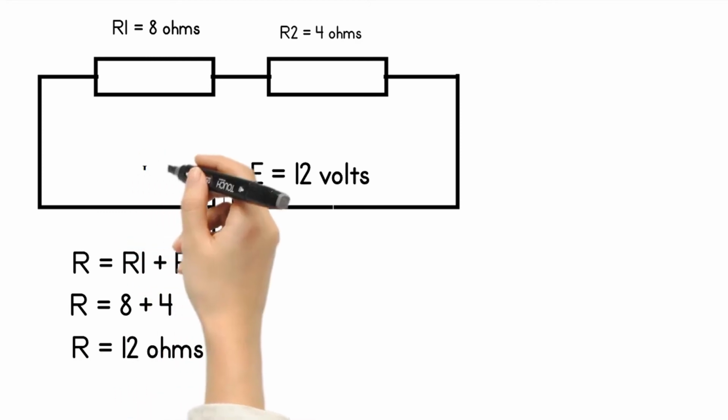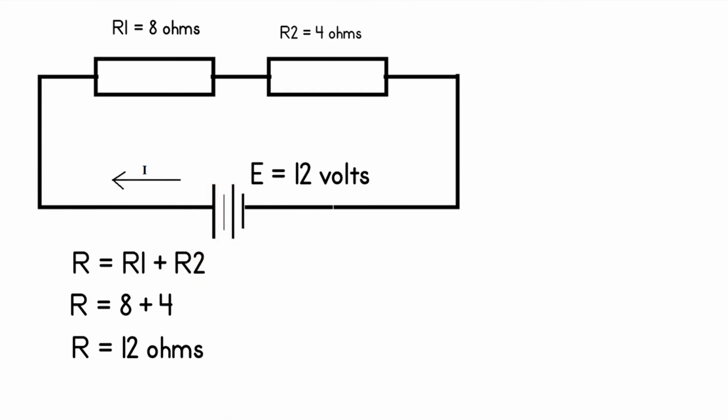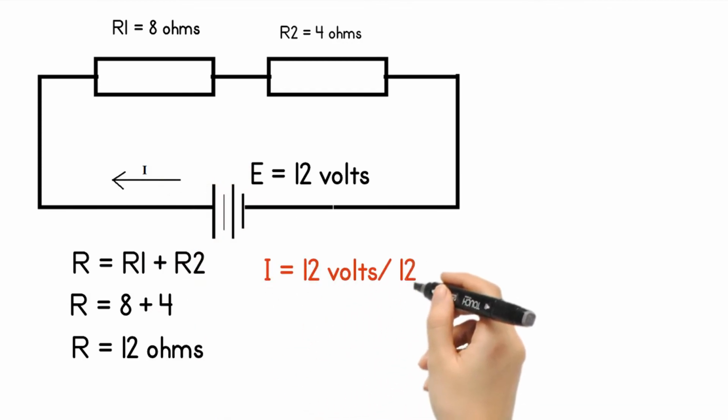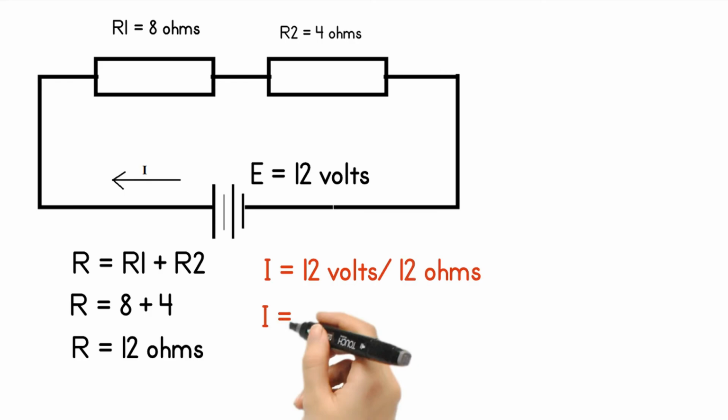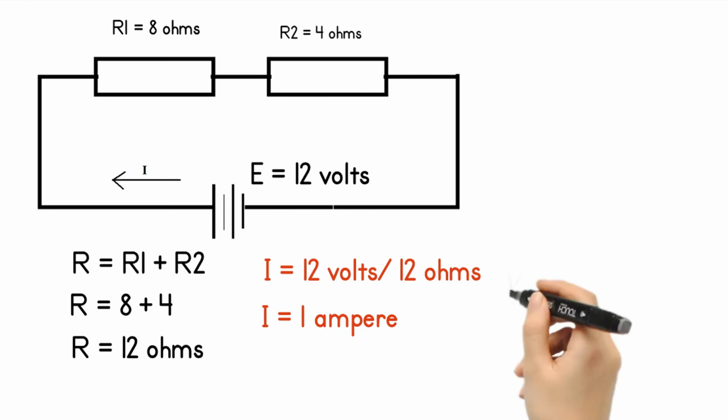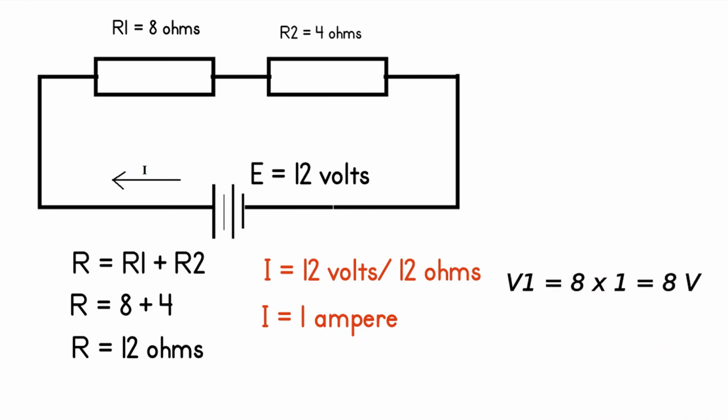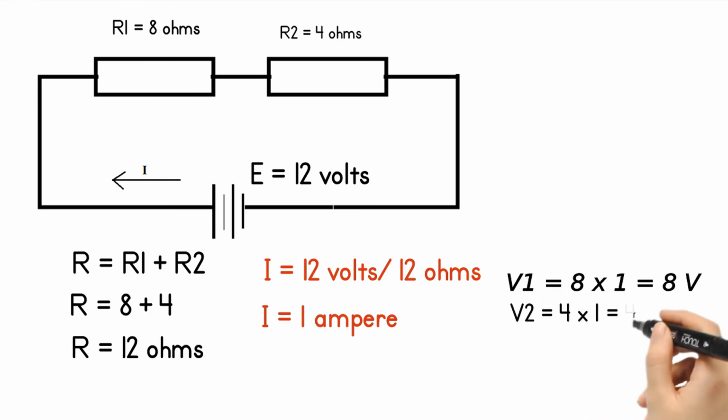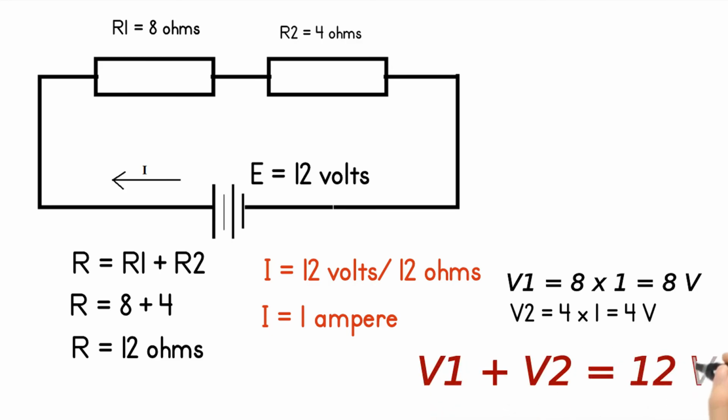The total current I is equal to 12 volts divided by 12 ohms, which gives us 1 ampere. This is the same current through R1 and R2. The voltage through R1, which is V1, is equal to 1 ampere times 8 ohms, which totals to 8 volts. The voltage through R2, which is V2, is equal to 1 ampere times 4 ohms, which totals to 4 volts. Note that the total voltage is equal to 12 volts.